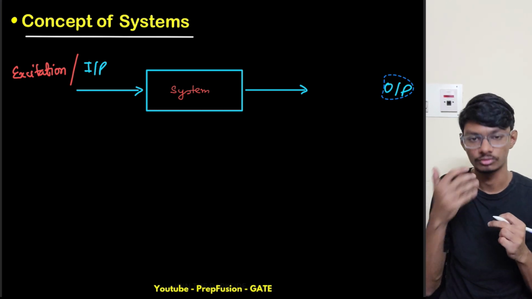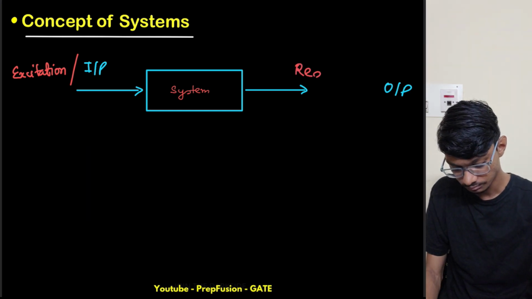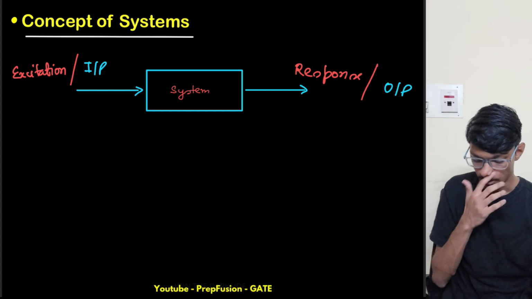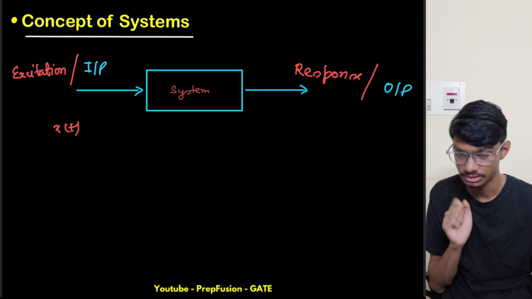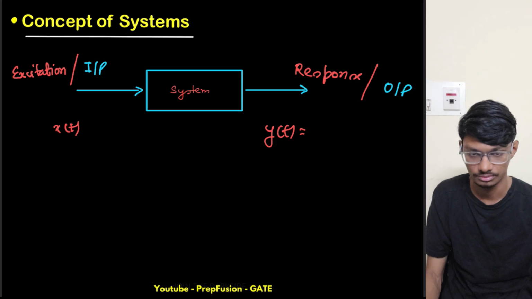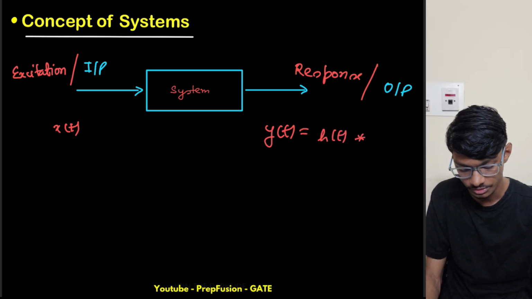Now for LTI system, I will explain you in the data set. Let me first write this. This is response. Now for a LTI system, if the input is x of t, like this, you have to study in signal system, then the output, just remember this, okay? Output will be h of t convolution with x of t.